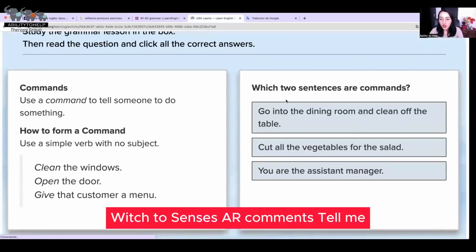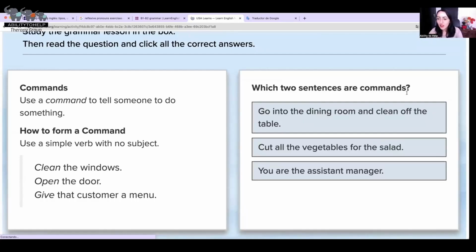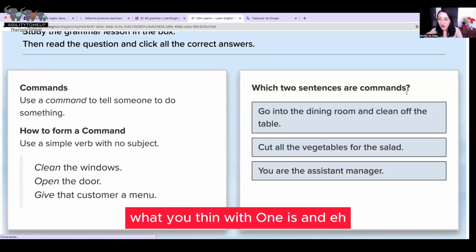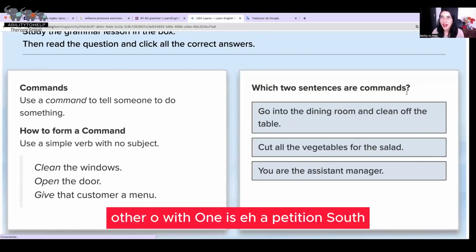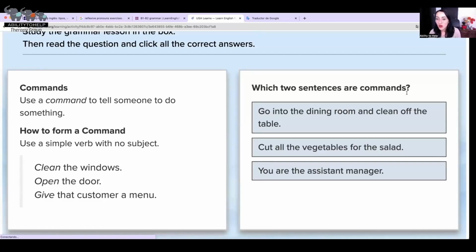So which 2 sentences are commands? Tell me. Going to the dining room, and clean off the table. Cut all the vegetables for the salad. You are the assistant manager. What do you think? Which one is an order, or which one is a petition? So tell me. Don't forget it. You say command when you have a petition. Which 2 sentences are commands?